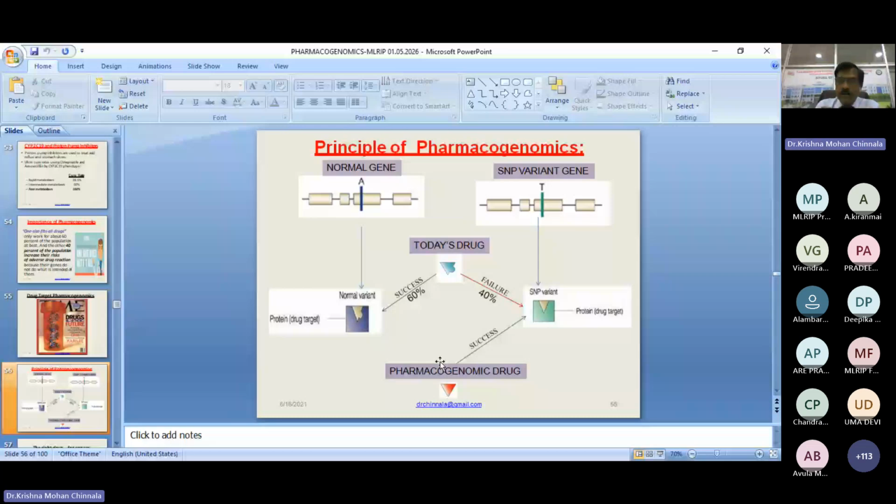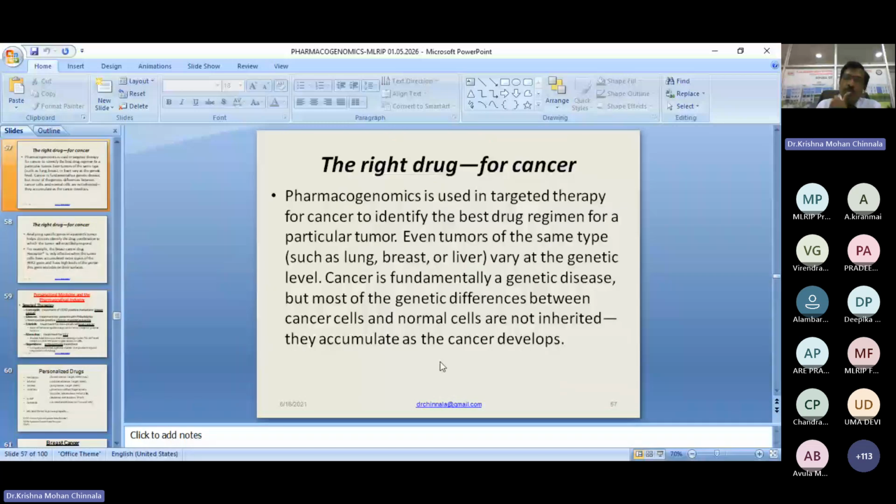So, the right drug for cancer. Pharmacogenomics is used in targeted therapy for cancer to identify the best drug regimen for a particular tumor. Even tumors of the same type, such as lung, breast, or liver, vary at the genetic level. Not all the cancerous cells are the same in breast cancer, lung cancer, or liver cancer.